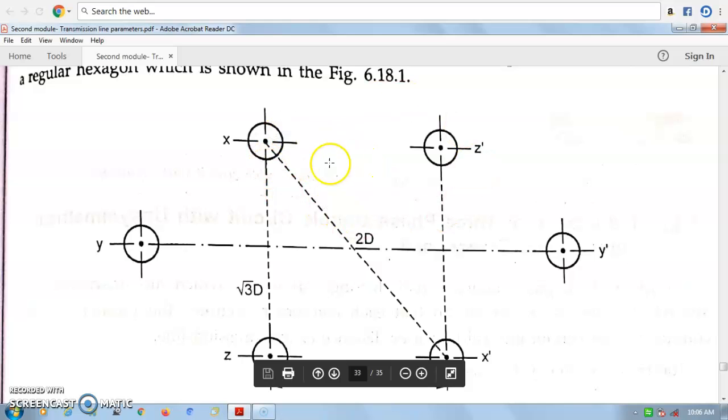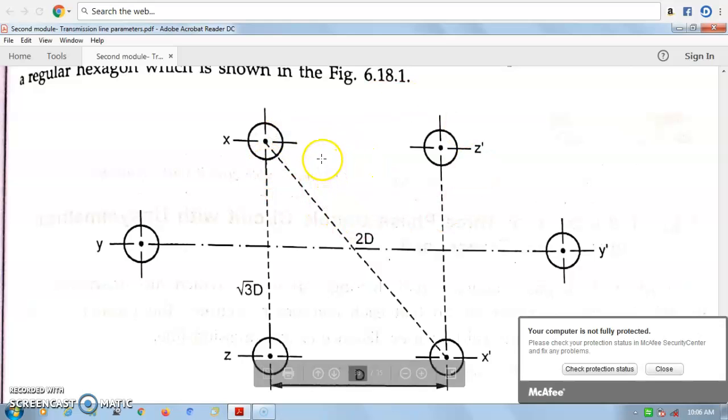Here, see, the vertices of the hexagon which is shown here. The three conductors x, y, z make one circuit, and one more circuit consists of x dash, y dash and z dash. This gives one three-phase circuit, and this is one more three-phase circuit, so we call it a double circuit. All six conductors are placed at the vertices of the regular hexagon.